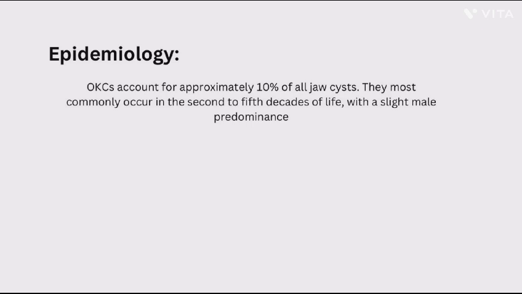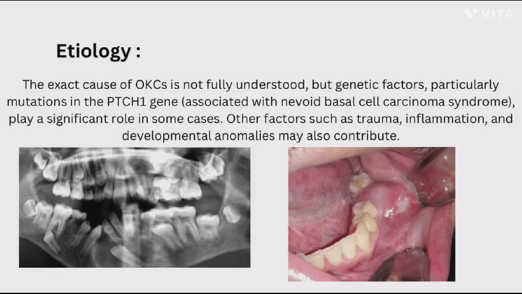Epidemiology: Odontogenic keratocysts account for approximately 10% of all jaw cysts. They most commonly occur in the second to fifth decades of life, with a slight male predominance.